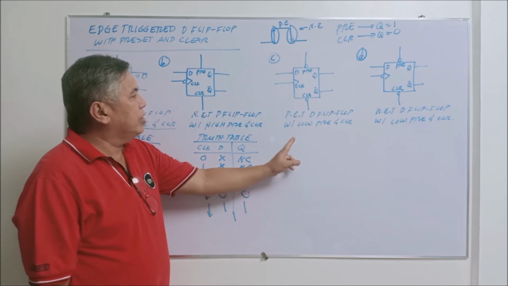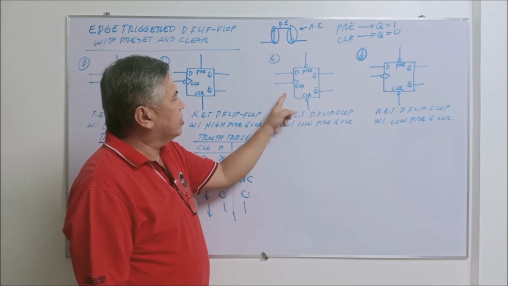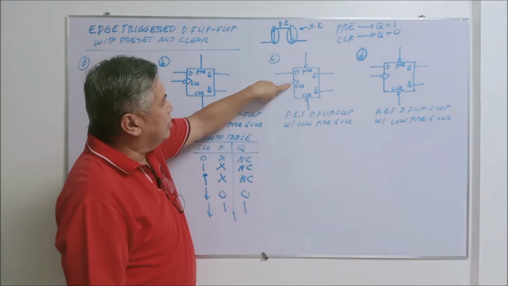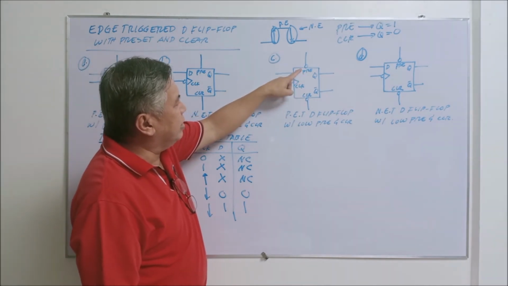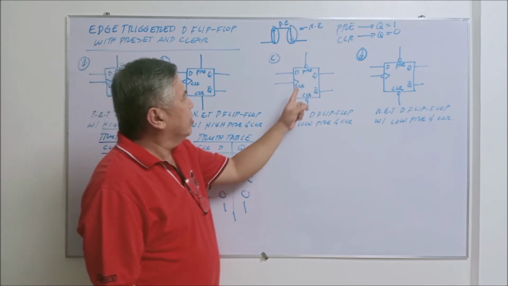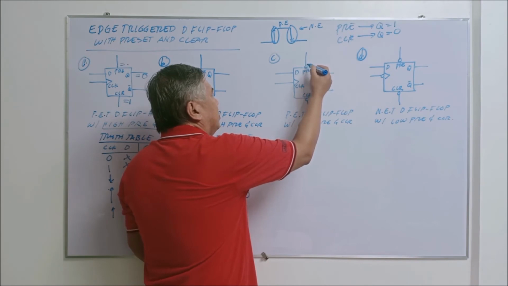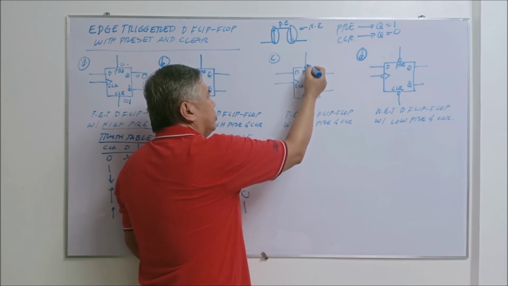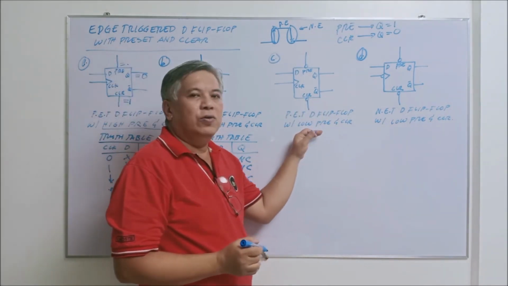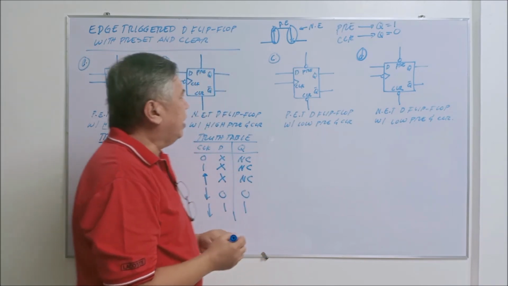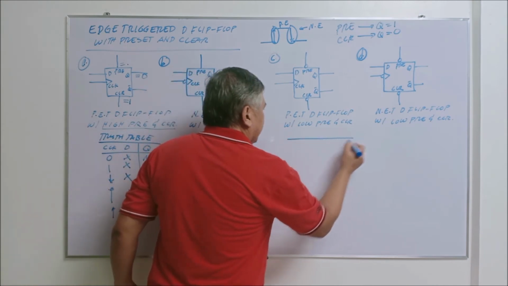So we have here symbol C. Okay? So symbol C says this is a symbol for a positive edge triggered D flip-flop with low preset and clear. Now this time, low preset and clear is symbolized by these particular bubbles here. Okay? So if you see a bubble on the preset and clear, that means that it is a low preset and clear. Okay? So we have here the truth table again.